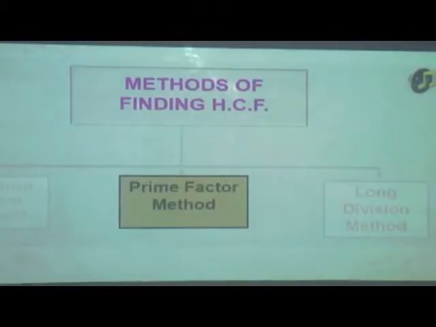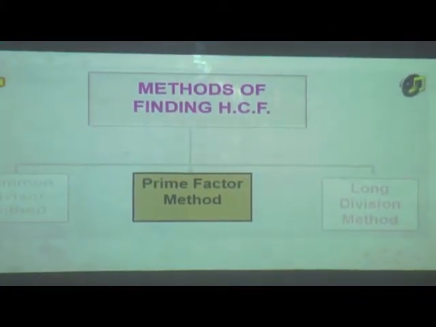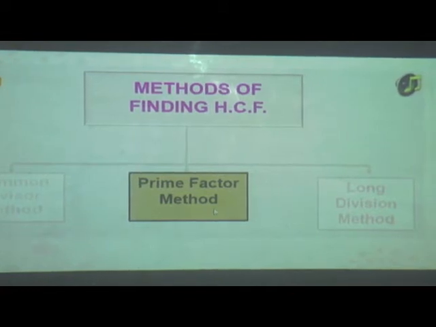We have already seen the first method, as there are 3 methods to find HCF. The first method was the common factor method, and now we are going to see the second method to find HCF. So let us see that. As we know, there are 3 methods: common divisor method, prime factor method, and long division method. We have studied the common divisor method. Now we are going to find out the prime factor method.